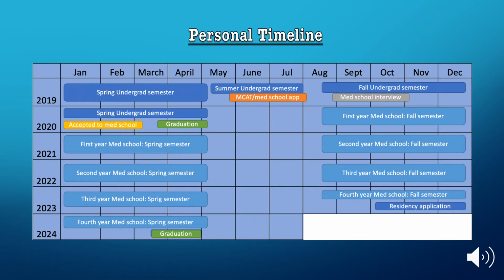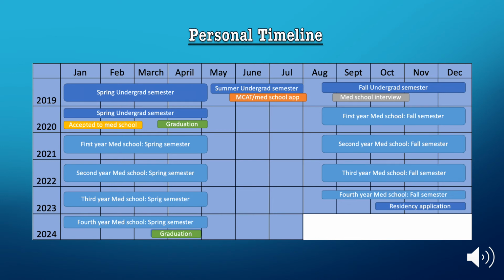And if I do well in the beginning of that spring semester, I will hopefully get accepted to a school or two. And then I will be graduating from undergrad in April of 2020. And that summer, I actually don't have anything planned because I want to rest up before I start, hopefully, my first year of med school. And then that fall 2020, all the way up through fall 2023 is pretty much just going to be med school. Not much of a difference in those.